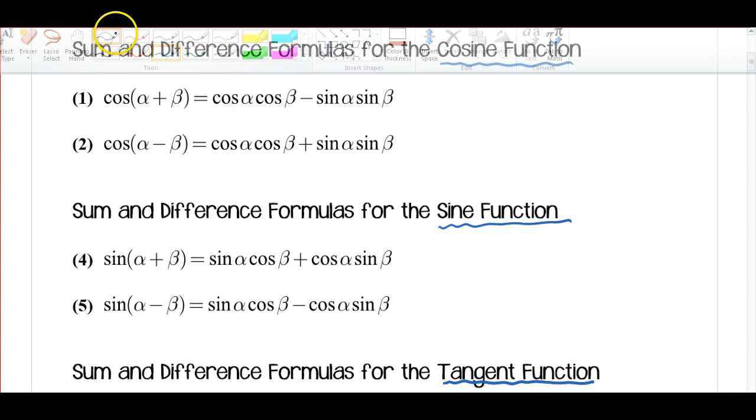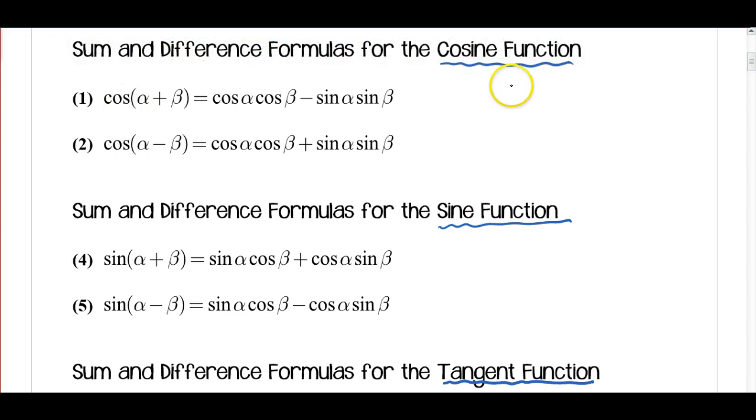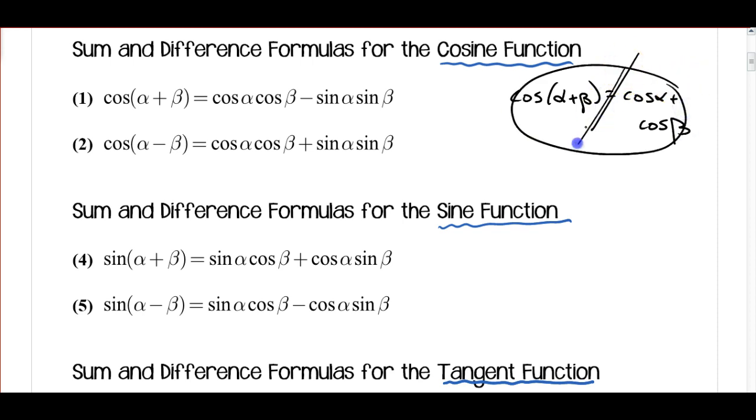I know sometimes in class you want to say that the cosine of alpha plus beta is equal to the cosine of alpha plus the cosine of beta, but this is not true. Okay, this is not the case. Again, we'll go through the derivation, which is on page 2 of these notes, but for now just know that this is not true and these are the formulas.